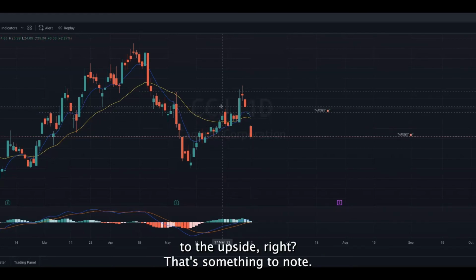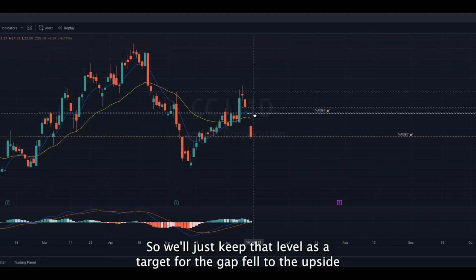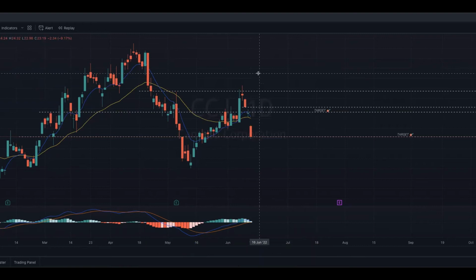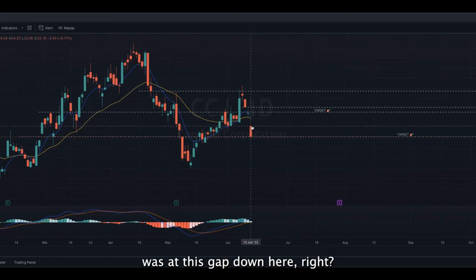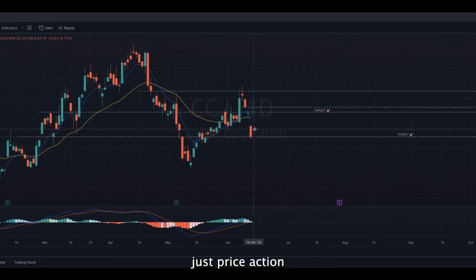So there's gaps to fill to the upside, right? That's something to note. So you have a gap to fill up here and then a gap to fill up here, right? So we'll just keep that level as a target for the gap fill to the upside. So we ended up gapping down here. My next trim was at this gap down here, right? So I ended up trimming some here. Don't know for how much that went up. So then I was holding a quarter. I let the rest run for target two. Target two, same concept, just price action.